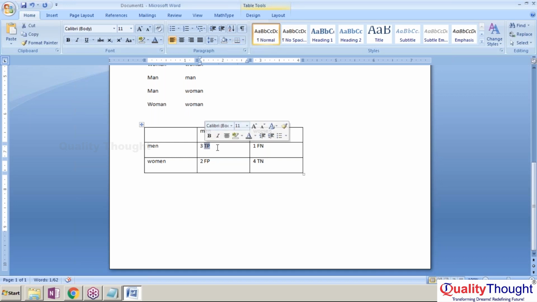In our case, these are actuals. So in this case, I need to shift this like this. How many men are predicted as women? First of all, we need to understand which is actual and which is predicted. So how many actual men are there? Then we need to change this part. This is 2 and this is 1. That's it. So then these are actuals, and these are predicted.